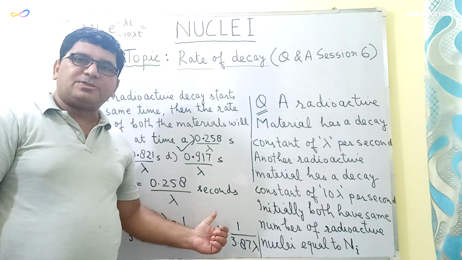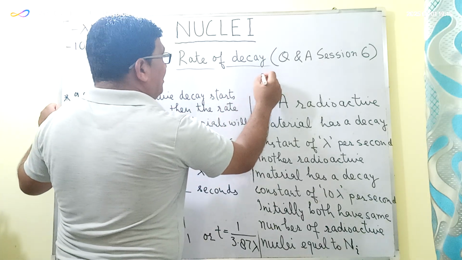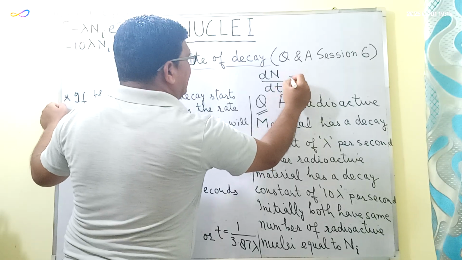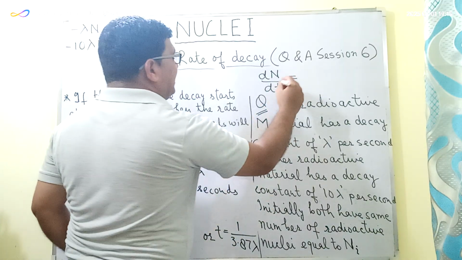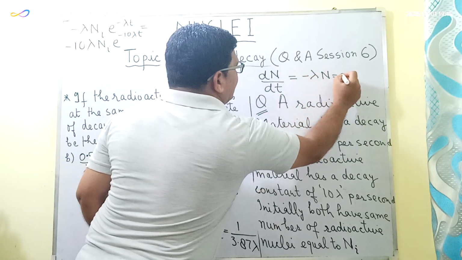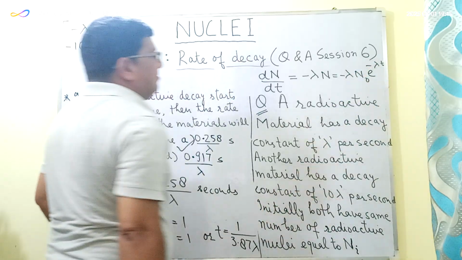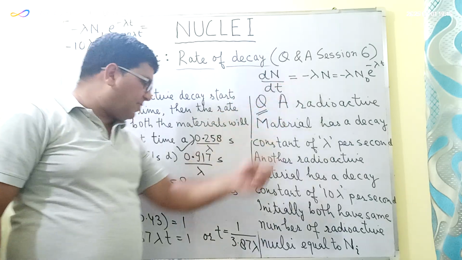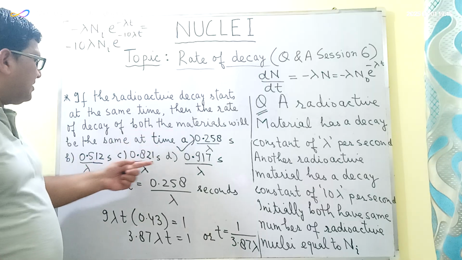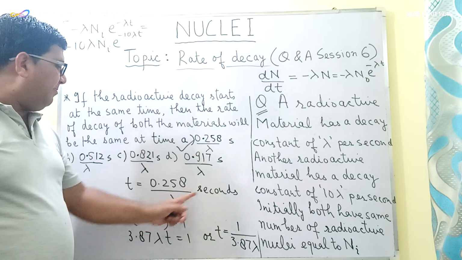The most important thing in this question was the utilization of the equation of the rate of decay. I utilized the equation for the rate of decay of a radioactive substance, which is dN upon dt equal to minus lambda N, which is equal to minus lambda N naught into e to the power minus lambda t. With the help of this equation, we were able to find the time at which the rate of decay of both these materials is the same. So the correct option is A, that is 0.258 upon lambda seconds.